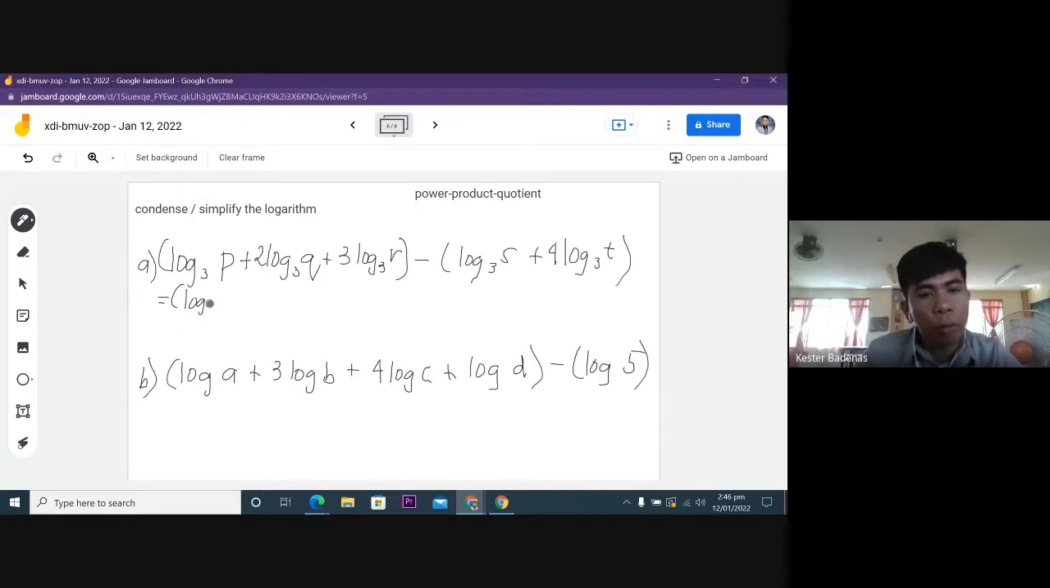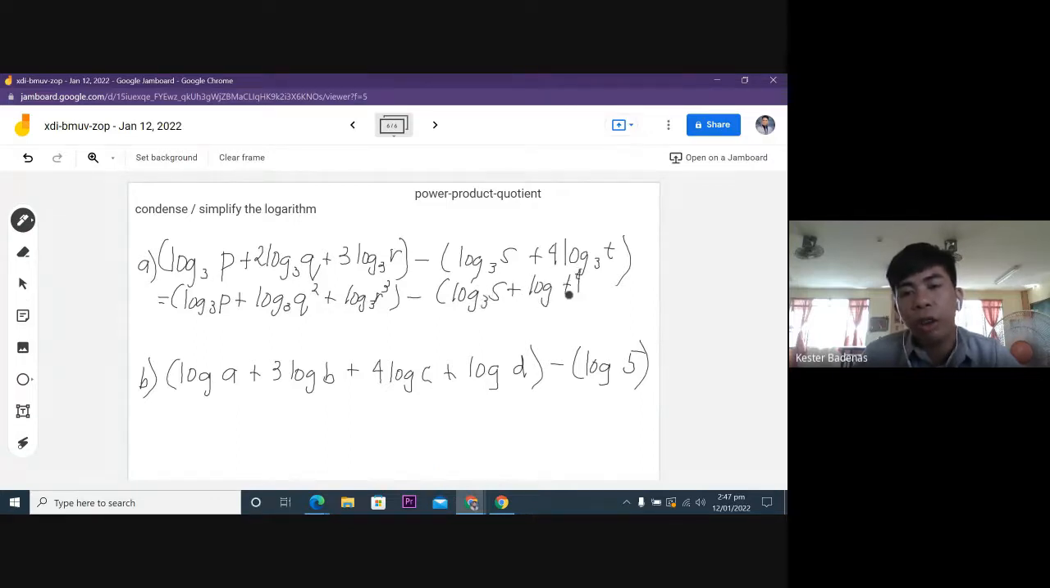So we have logarithm of p with the base 3 plus logarithm of q squared with the base 3 plus logarithm of r cubed with the base 3 minus logarithm of s with the base 3 plus logarithm of t raised to 4 with the base 3. Next step is product rule. So we get logarithm of p q squared r cubed with the base 3 minus logarithm of s t raised to 4 with the base 3.